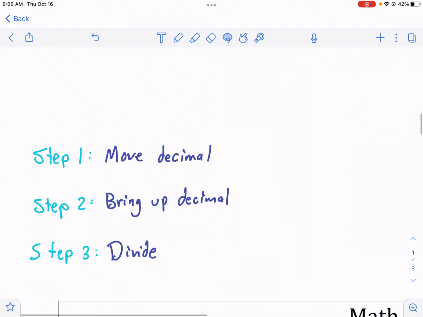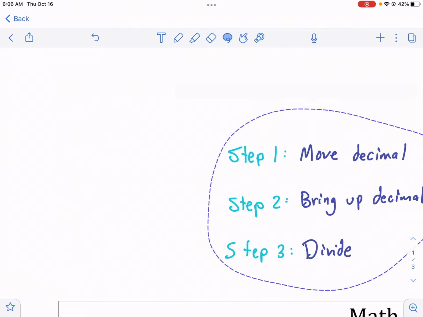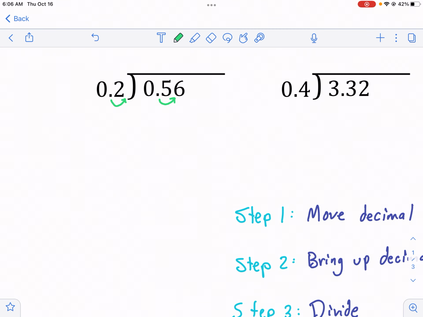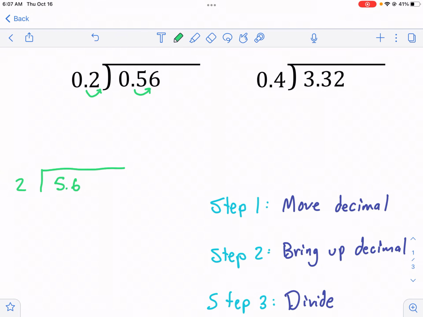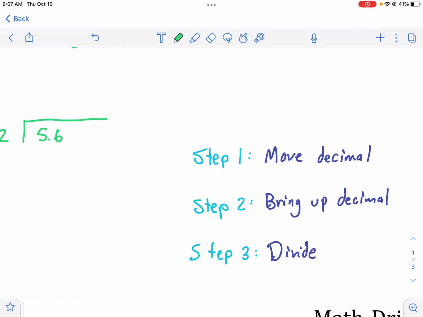Kind of running out of space. Let me move this. Okay. So I'm going to rewrite this just to show you what that looks like. So once we rewrite it, it looks like 5.6. So we have a new problem here. We have 5.6 divided by 2. That's easier to think about. It's easier to manage, and it makes it way more simple.